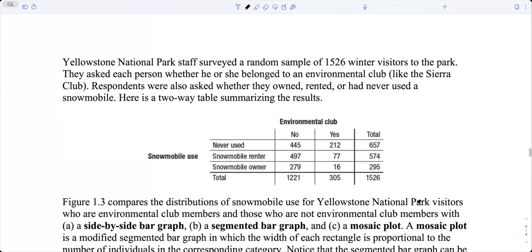Okay, it says Yellowstone National Park staff surveyed a random sample of 1,526 winter visitors to the park. They asked each person whether he or she belonged to an environmental club like the Sierra Club. Respondents were also asked whether they owned, rented, or had never used a snowmobile. Okay, here is a two-way table summarizing the results.